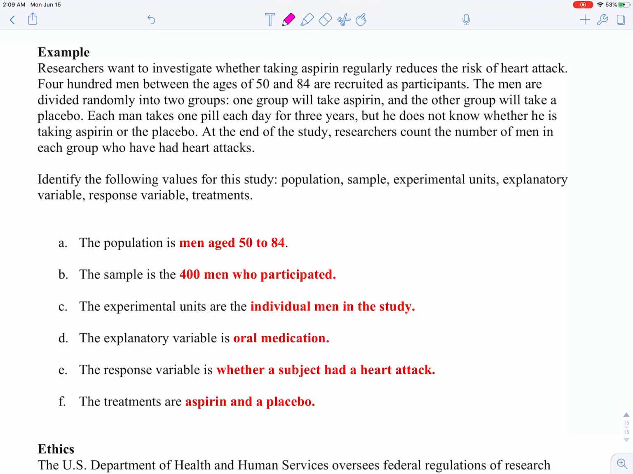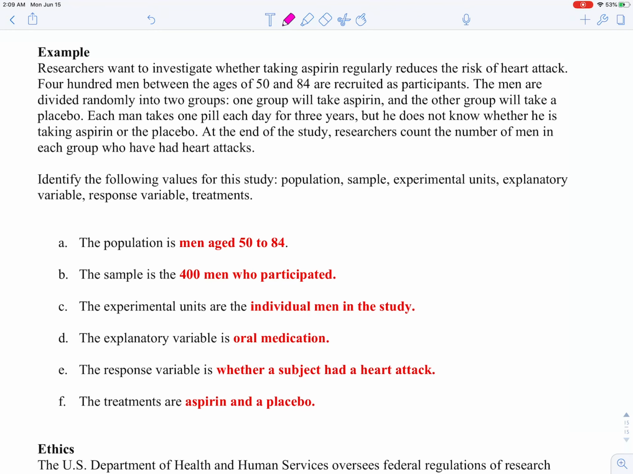Let's see, so each man takes one pill each day for 3 years, but he does not know whether he's taking aspirin or the fake pill, the placebo. At the end of the study, researchers count the number of men in each group who have had heart attacks. All right, so this would be, again, a typical test or quiz type question.